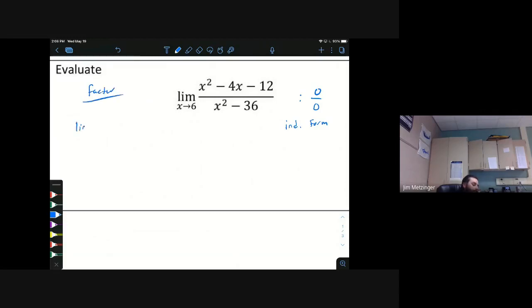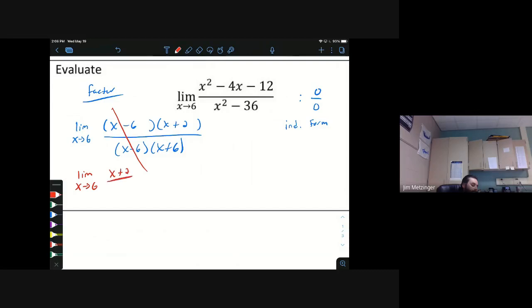All right, so it becomes the limit as x approaches 6. The bottom's x minus 6 times x plus 6. 6 and 2 in the top, x minus 6 times x plus 2. The x minus 6 is a cancel. Write your simplified form. And now plug in again. So now we plug in 6, and we get 8 over 12.